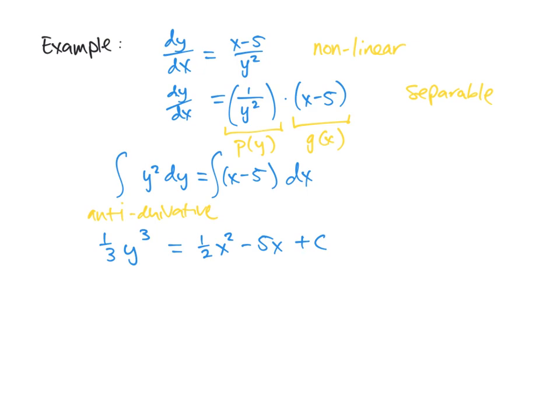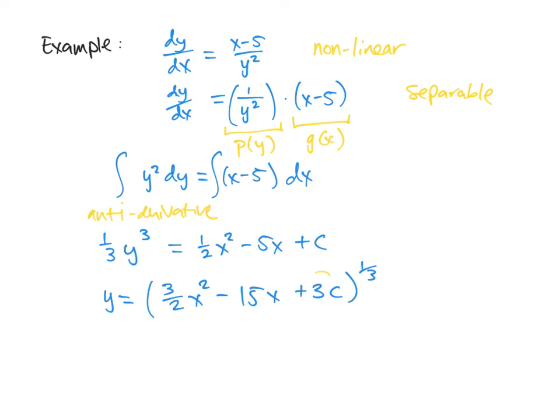Now, when you do antiderivatives, normally you would have a constant on both sides, right? But we could always just subtract the constant over. So that's why I only have a constant on one side. So we have an implicit solution here because y isn't by itself, but I could solve for y pretty easily. I would just brute force this and multiply everything over by 3 and then take the cube root. So we get y equals the cube root of 3/2 x squared minus 15x plus 3c.